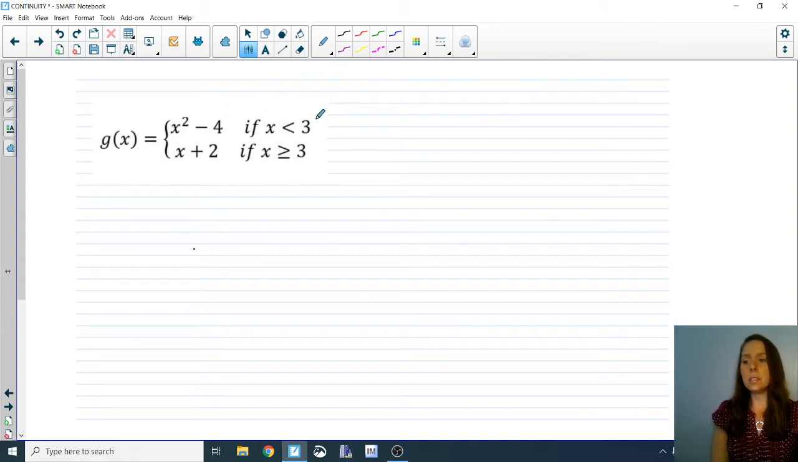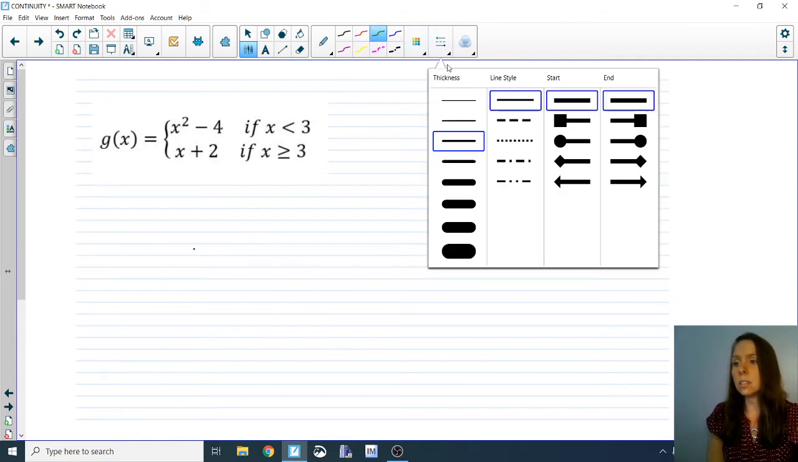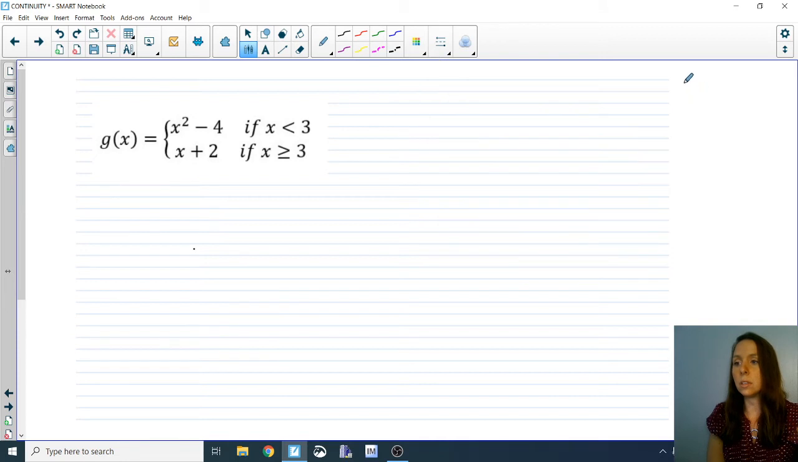However, since this is a piecewise function and there is this boundary point of x equals 3, it could possibly have a discontinuity there at x equals 3. And so that's the point that we're going to focus on. I don't trust that this is set up correctly for some reason. Okay, what we're going to do here is talk about x equals 3 and what's going on there.